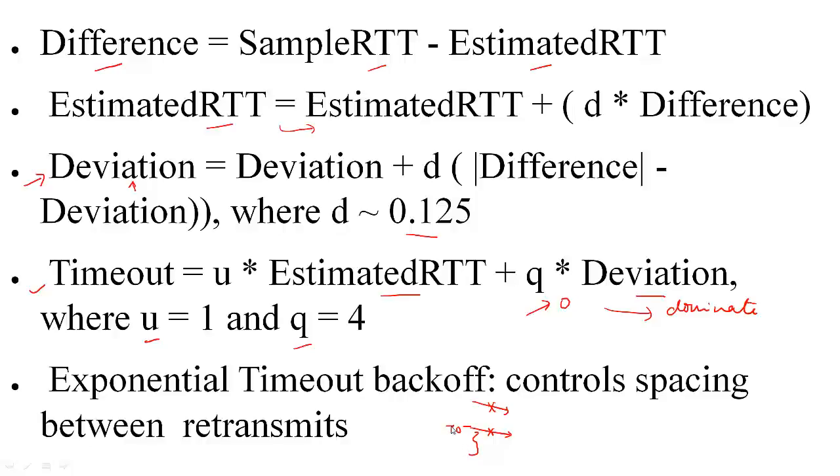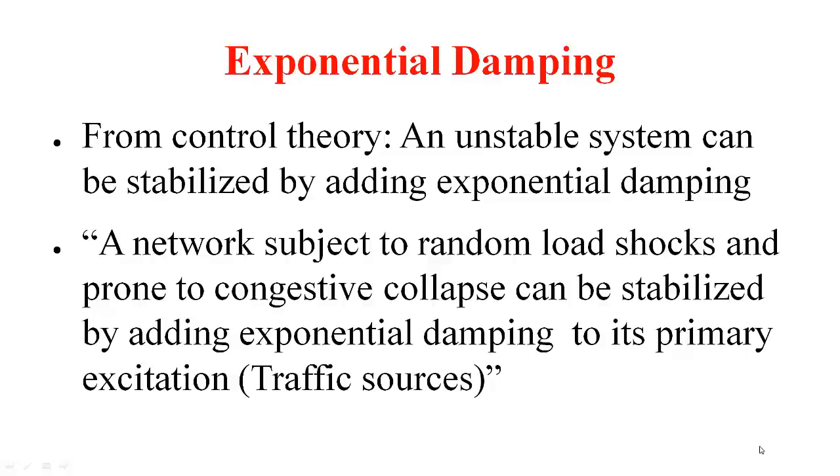So what is done in implementation then is what is called exponential backoff. In other words, if your timeout value here was 1 second, before you retransmit this retransmission, you wait for 2 seconds. If this were also lost, you will wait for 4 seconds before you retransmit it. The reason for this comes from control theory. It's called exponential damping. Any unstable system can be stabilized by adding exponential damping.